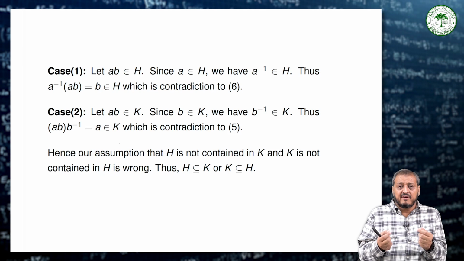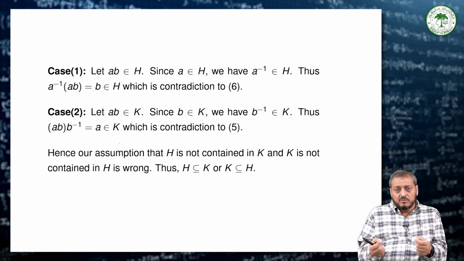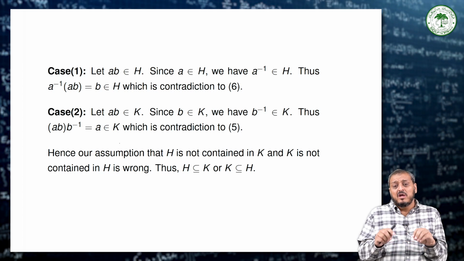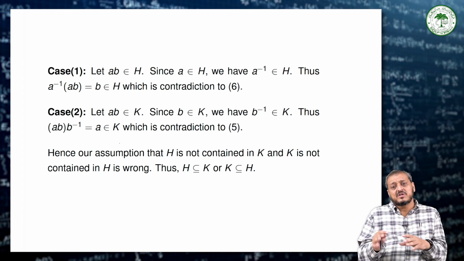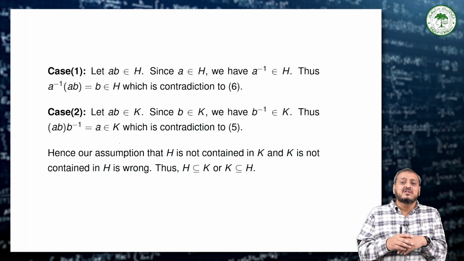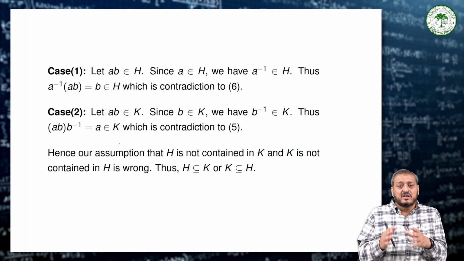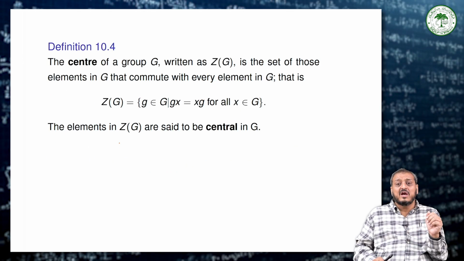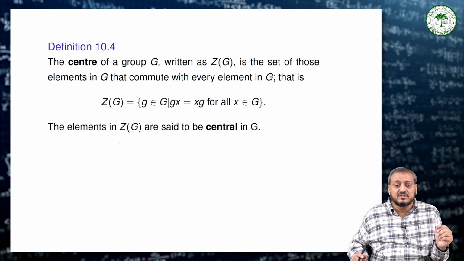If H and K are two subgroups, then the union of these two subgroups is a subgroup if and only if one of them is contained in the other. In general, we can say that the union of two subgroups need not be a subgroup. Okay, so moving to the next, we have another definition, called the center.